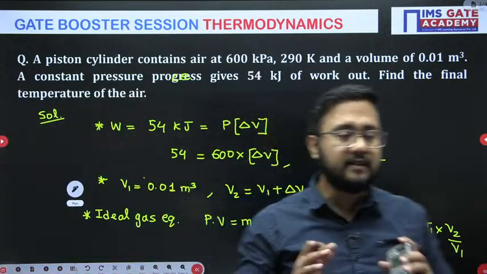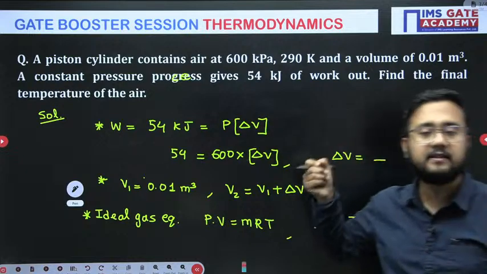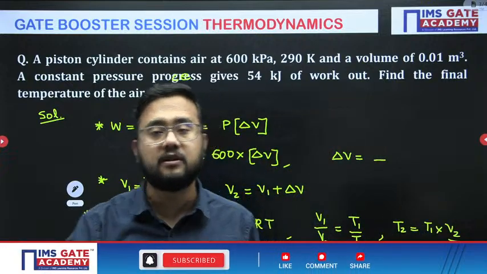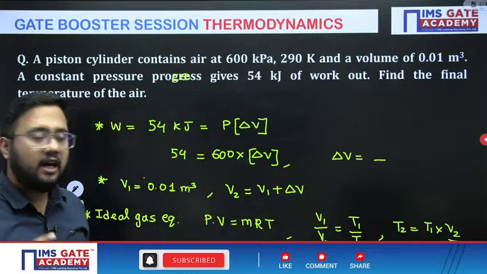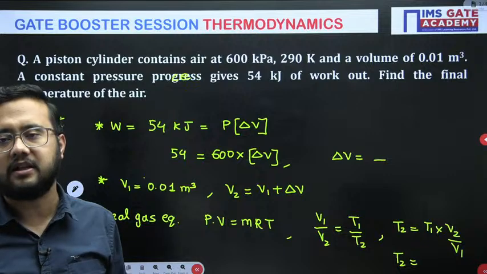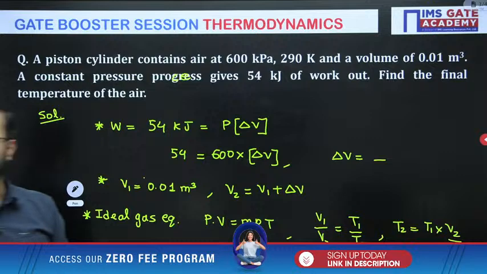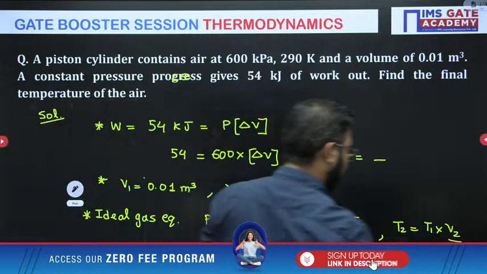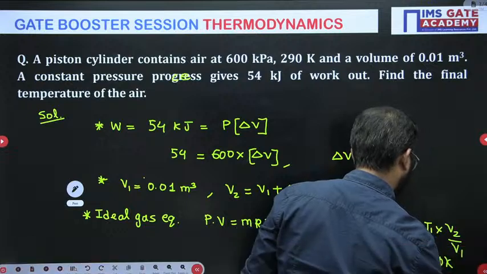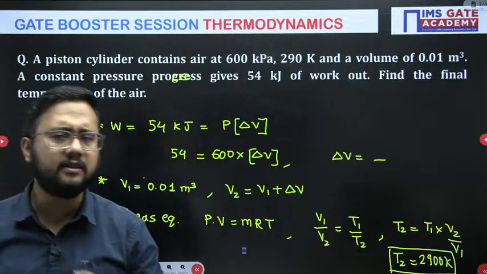Because please understand, it's not like a process based problem. We have to understand how to utilize the data. The data is given for work done. For work done, what is the relation for constant pressure process? P into delta V. So how will I utilize the delta V value? All those basic points we need to understand. Right. So if you solve here, the final temperature that will come is around 2900 Kelvin. That will be 2900 Kelvin as the answer. Clear, everyone? Very basic problem, right?